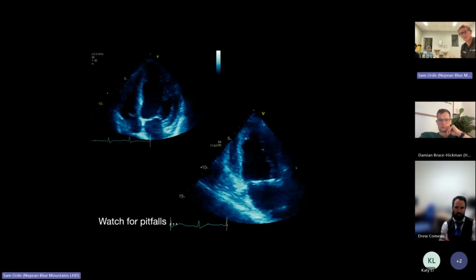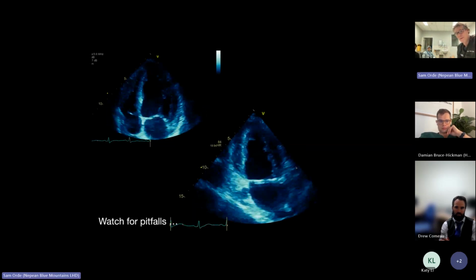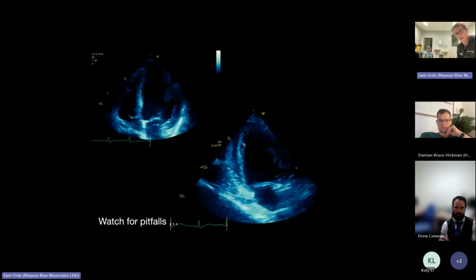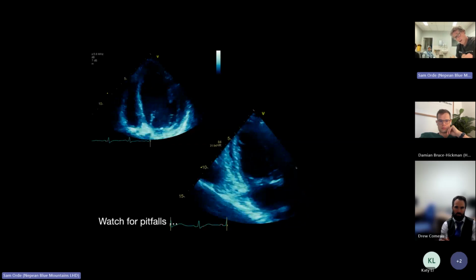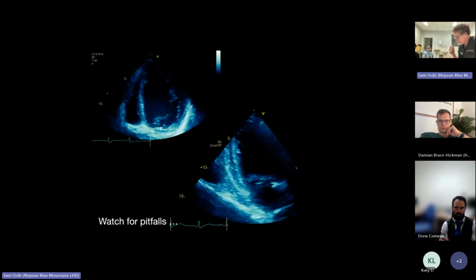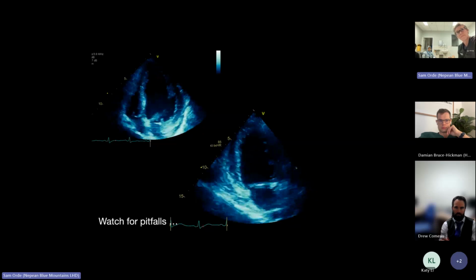Okay, so let's talk about pitfalls in this. The pitfall is if you're not on axis. We talk about that being foreshortened, right? If you're a rib or two too high in your apical views when you're trying to get your 4 and your 2 chamber, you are going to foreshorten your image.